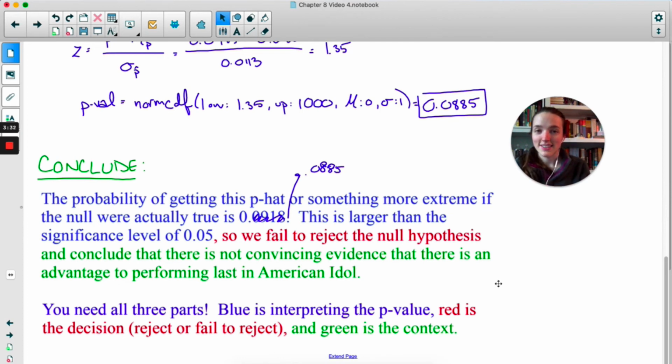In red, it's the decision. You have to say if you're going to reject or fail to reject. I mentioned both of those in the last video. Since our p-value is bigger than 0.05, it's not very convincing evidence. This could happen by chance. It's not that rare that we would get this particular p hat. So we fail to reject the null.